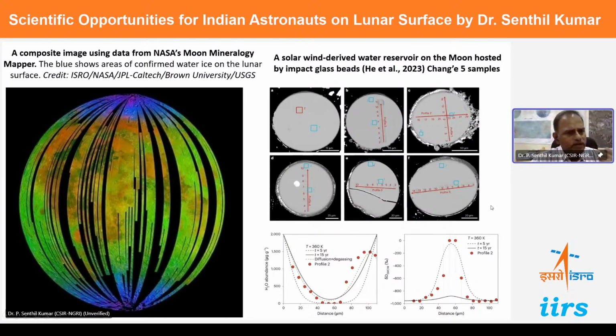Water is also important, because the solar wind bombarded the moon and produced water. This water also goes inside some of the materials on the moon. For example, these are impact glass beads. The solar wind implanted water also migrated inside these grains. The scientists brought the samples back to Earth and studied how water was produced. So this is another interesting experiment.